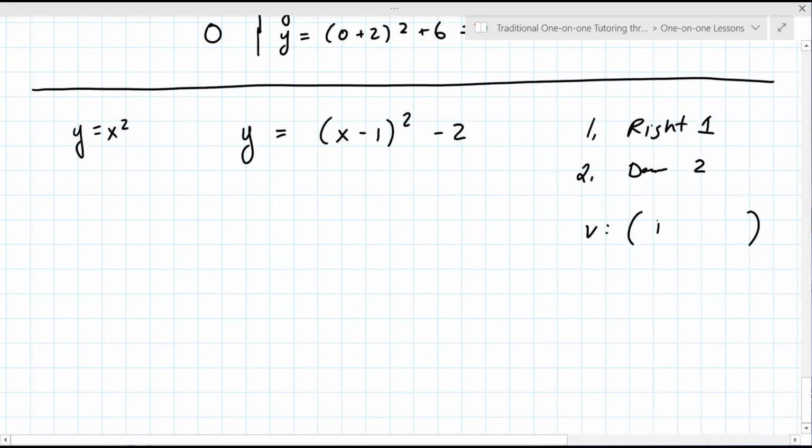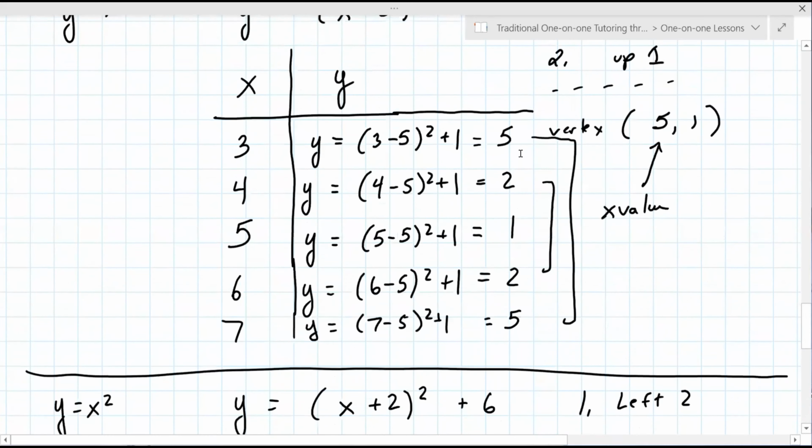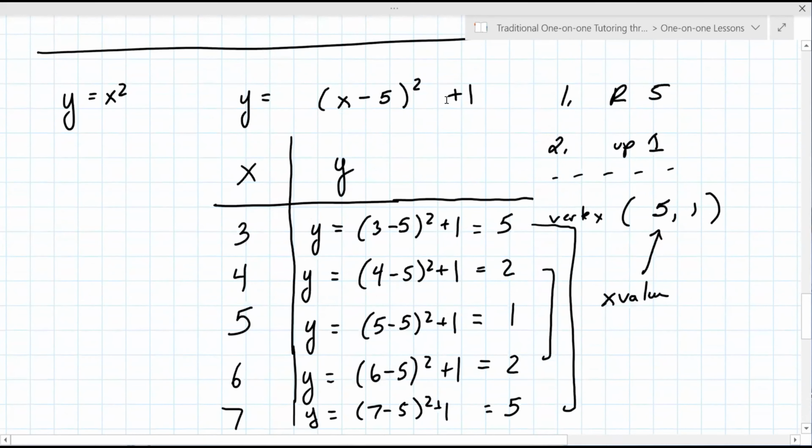1 and 2. So down is negative. Right is positive, left is negative, up is positive, down is negative. Will it always have a negative in the second number of the vertex, like 1 and -2? Well, let's go back and look. Was it negative in this one? No, it wasn't. It's whatever that value is. How about in the previous one? It was 1. All right.